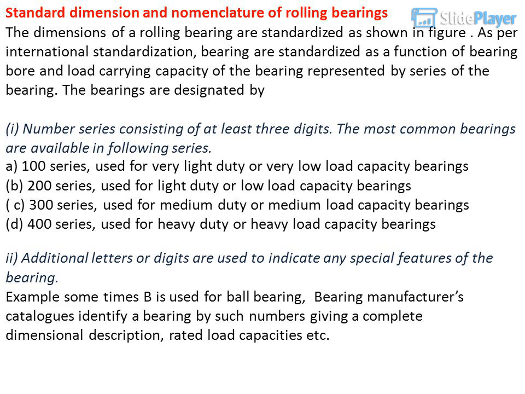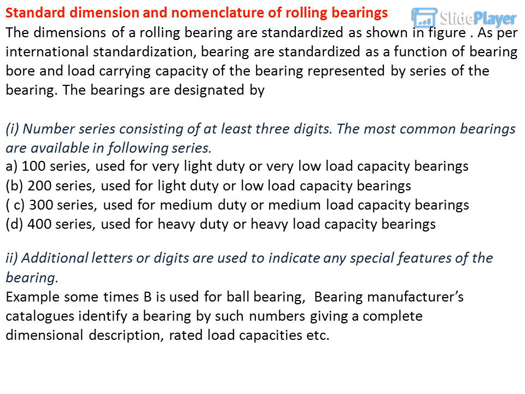A. 100 series, used for very light duty or very low load capacity bearings. B. 200 series, used for light duty or low load capacity bearings. C. 300 series, used for medium duty or medium load capacity bearings. D. 400 series, used for heavy duty or heavy load capacity bearings. 2. Additional letters or digits are used to indicate any special features of the bearing. Example: sometimes B is used for ball bearing.